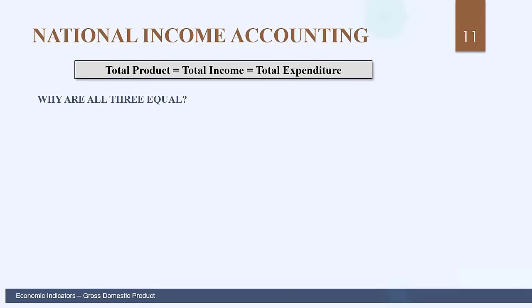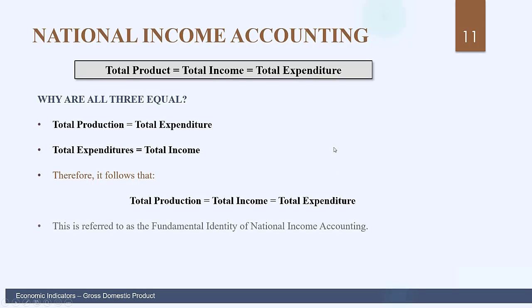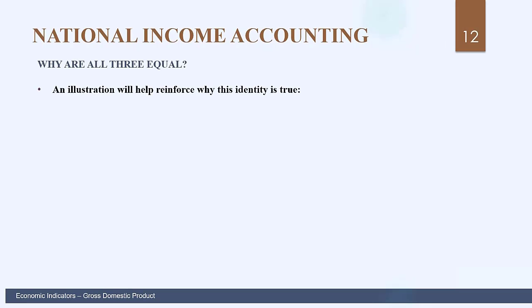Total production is equal to total expenditure. Total expenditures is equal to total income. So it follows from that total production equals total income equals total expenditure. So this is referred to as the fundamental identity of national income accounting. So national income accounting is to economists what assets equals liabilities plus equity is to accountants. So we can do an illustration now to really drive home this identity.